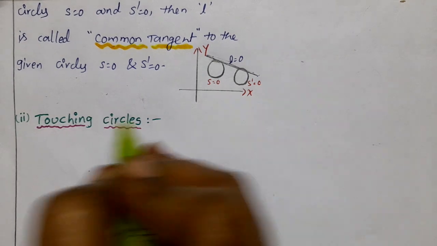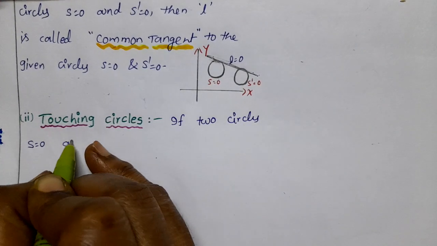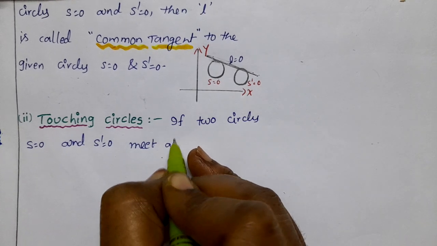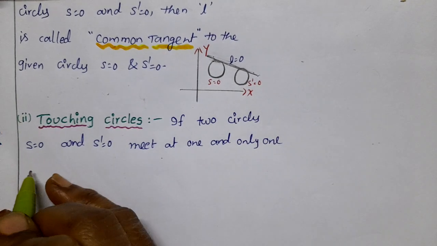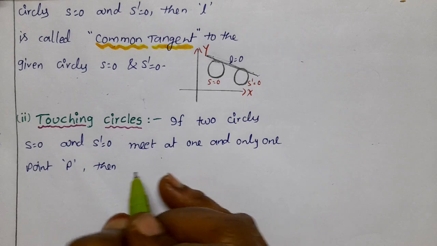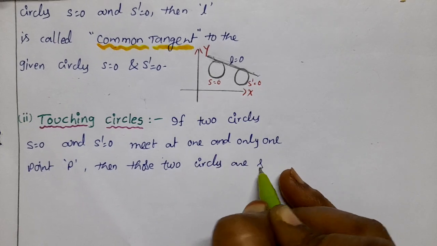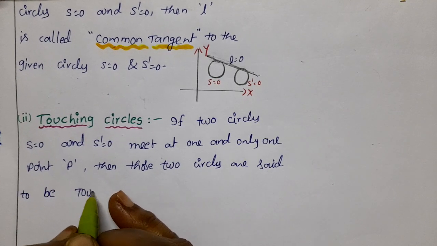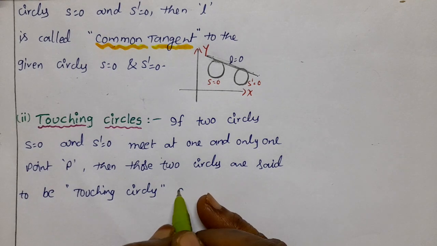Next one, touching circles. If two circles S equal to 0 and S dash equal to 0 meet at one and only one point P, then those two circles are said to be touching circles at P.